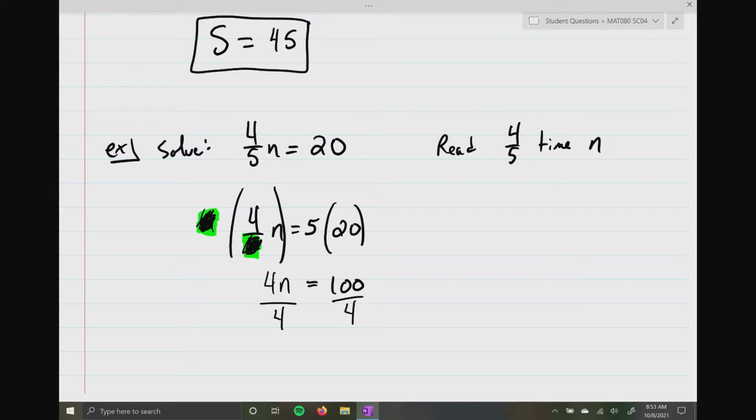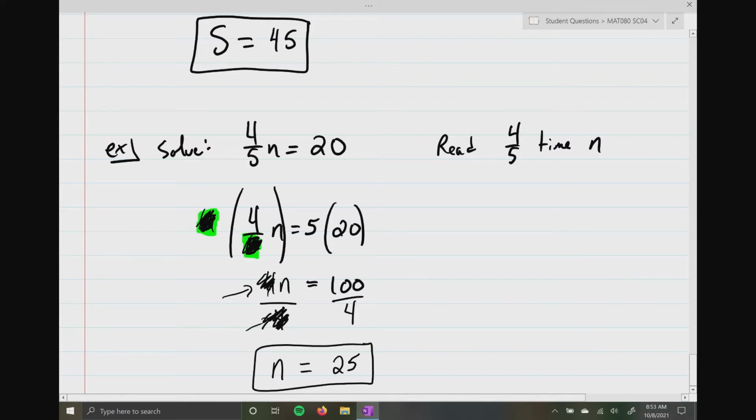And look on the left-hand side. You have a 4 in a numerator and a 4 in a denominator. What happens to them? Reduce. Perfect. So we're left over with n on the left-hand side. And 100 divided by 4 is 25. Does everybody see that?